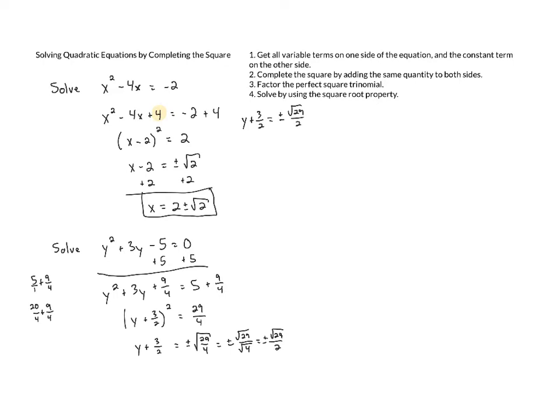And to get y alone, we need to subtract this 3/2 from both sides. When we do that, that gives us a negative 3/2, and then plus or minus the square root of 29/2. And this is our answer.